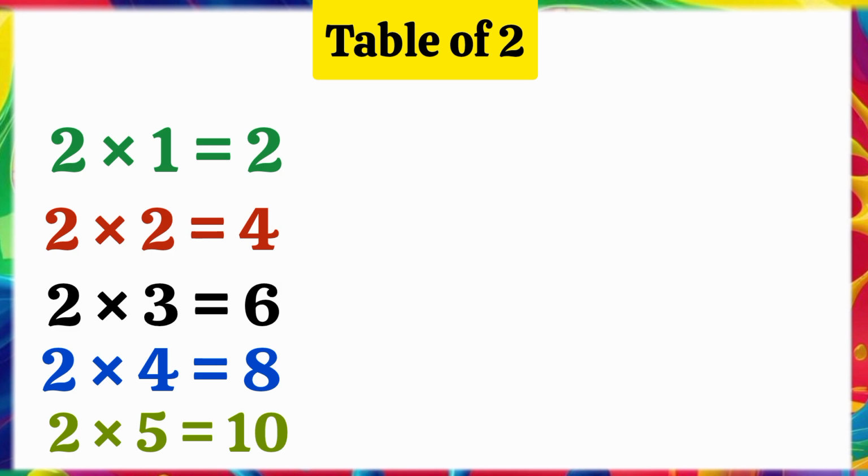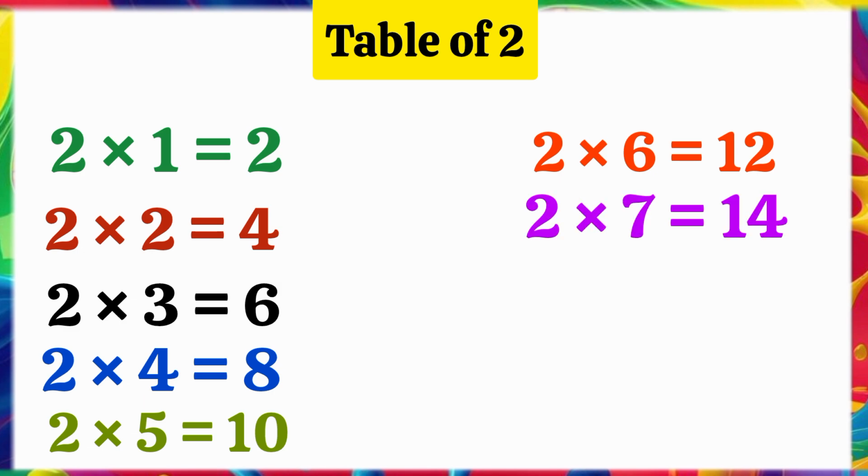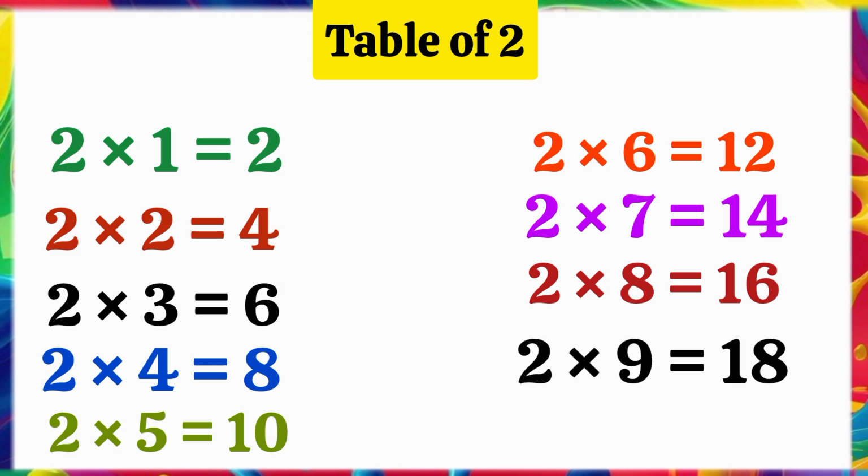2 fives are 10. 2 times 6 equals 12. 2 sixes are 12. 2 times 7 equals 14. 2 sevens are 14. 2 times 8 equals 16. 2 eights are 16. 2 times 9 equals 18. 2 nines are 18. 2 times 10 equals 20. 2 tens are 20. Wow, kids!